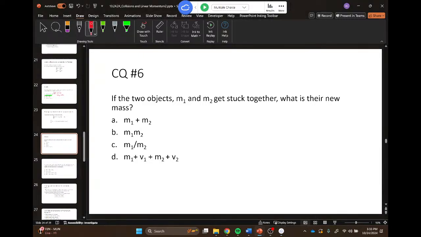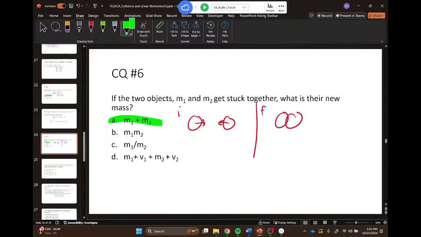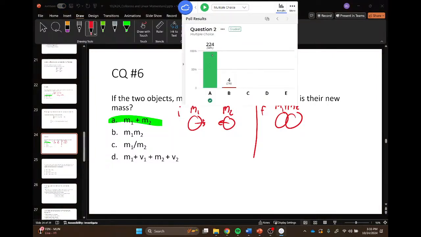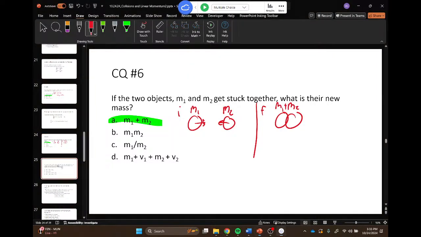Yeah, so we have our two objects, and they were separated. Let's pretend we had a situation like before. This is my initial: two objects heading towards each other. And then final: they're stuck together. What's the mass of that? They get added. Makes sense, right? If something has a mass of 2 kilograms and something else has a mass of 2 kilograms, together it's 4. Great, you all got this. Fantastic.